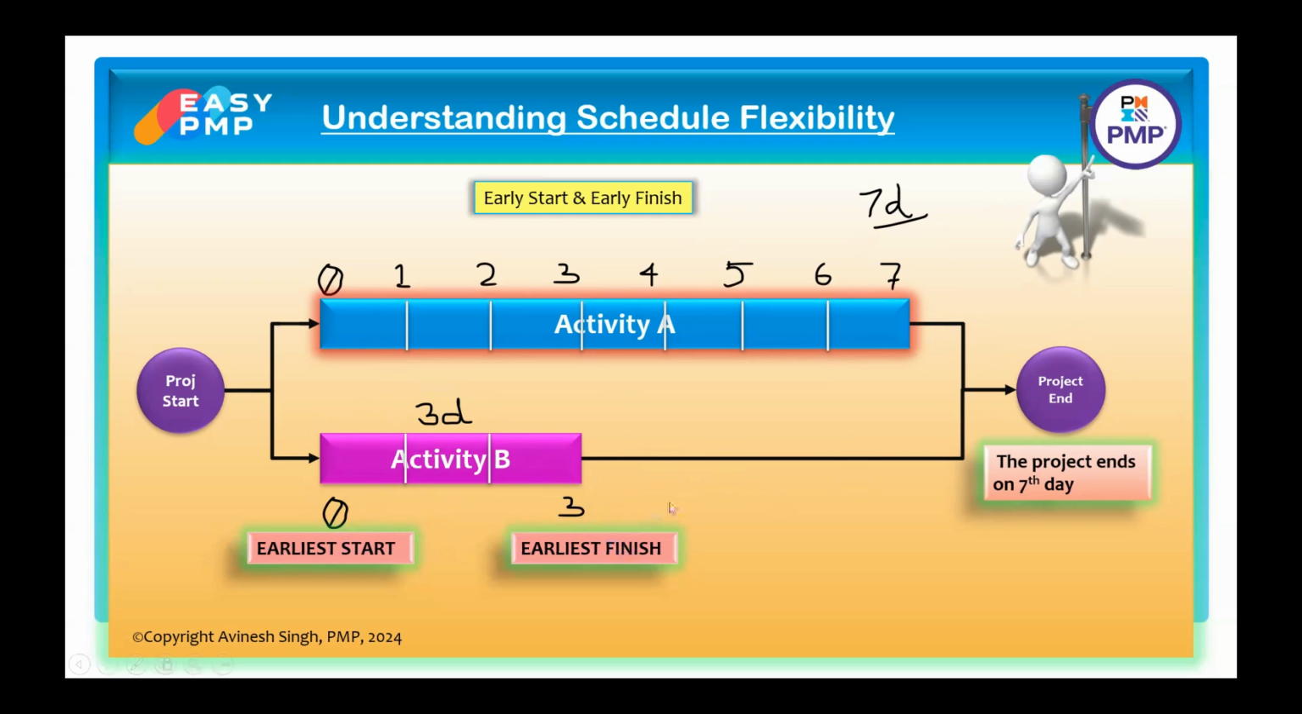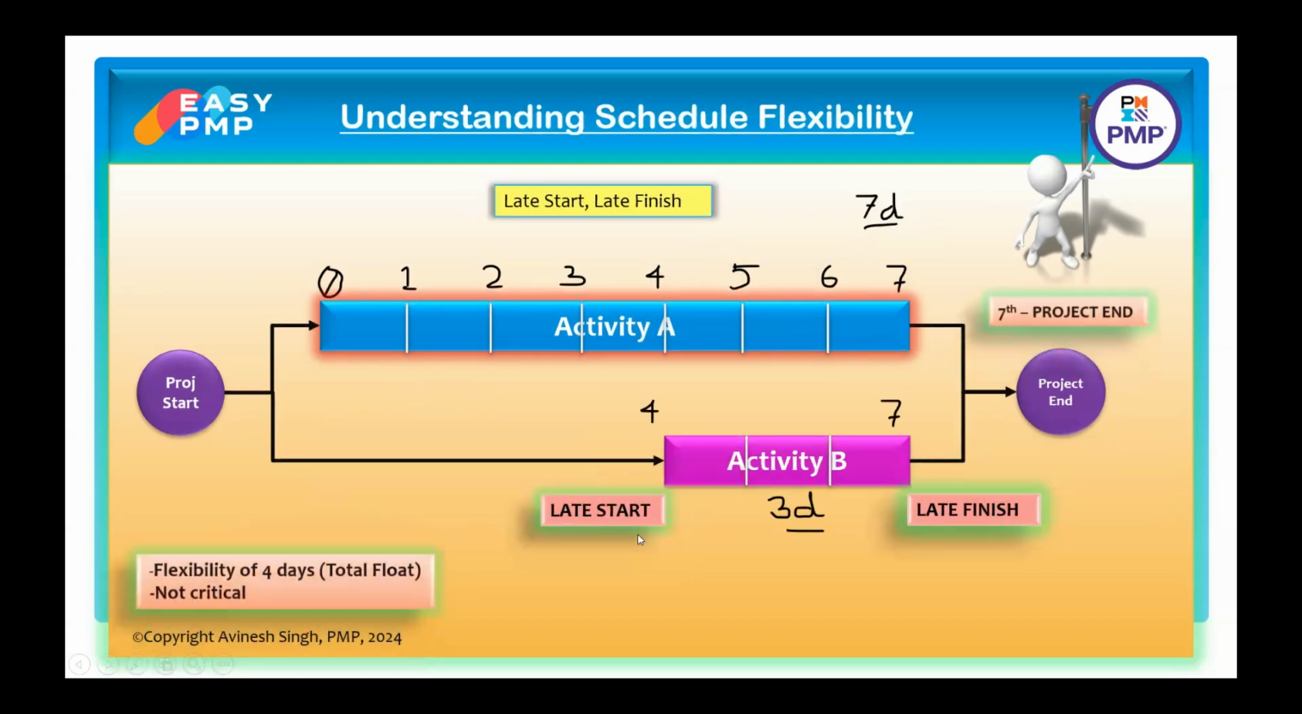Now let us take another scenario where, as I said, I can delay activity B. There is some flexibility in this path. Okay, so I can delay activity B. Now let us start activity B. See, I could have started on first day, second day, third day. Let us start on the 4th day.